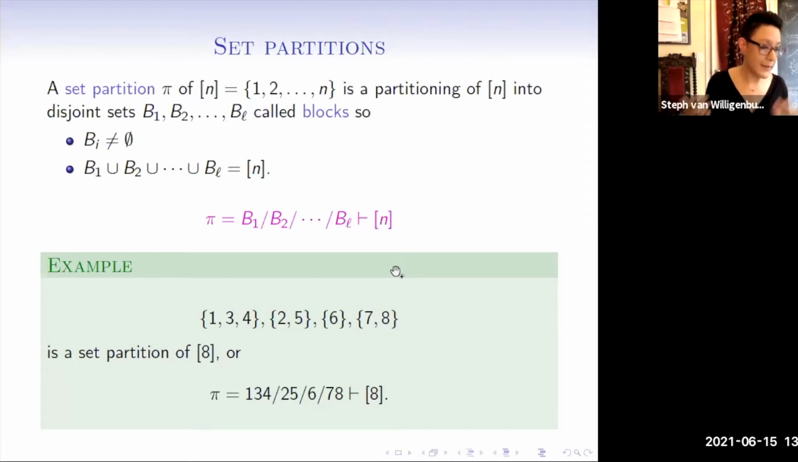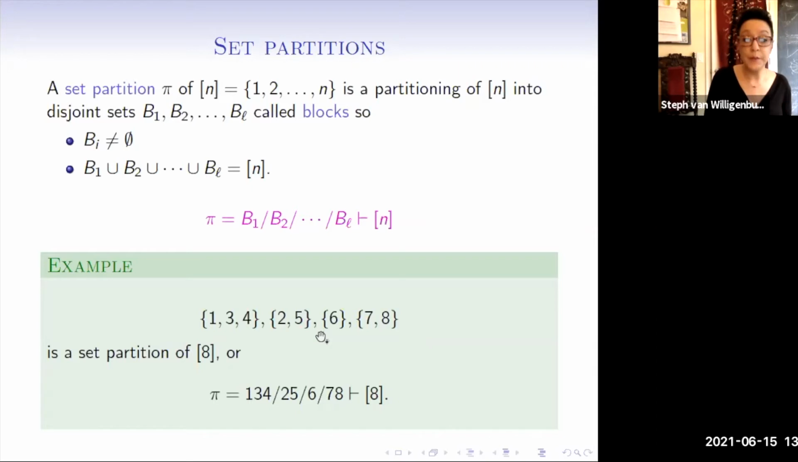And then with this in mind, we're now going to look at set partitions. We've seen them earlier in the conference. Let's just recall what they are. A set partition of the numbers 1 up to n is a partitioning of the numbers 1 up to n into disjoint sets that are called blocks, such that no block is empty, and the union of all the blocks is the numbers 1 up to n. So, for example, {1, 3, 4}, {2, 5}, {6}, {7, 8} is a set partition of 1 up to 8, since none of these sets are empty, and the union of all of them is 1 up to 8.